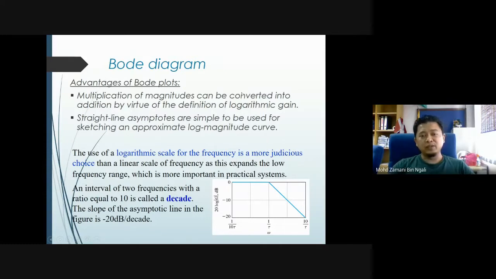We know that we use a semi-log graph since frequency is in a very huge range. It can vary from 10 to the power of -1 hertz up until 10 to the power of 7 hertz. So that's why we use a semi-log graph, so that we can see the difference even though we have the margin in a very low frequency as compared to a very high frequency.